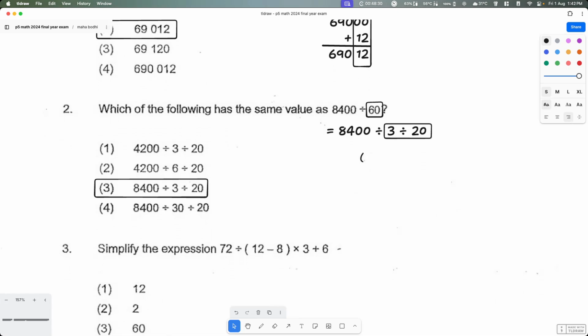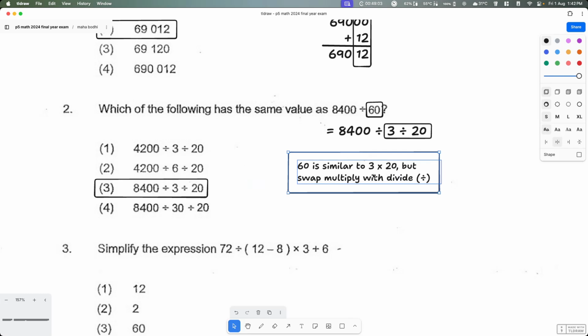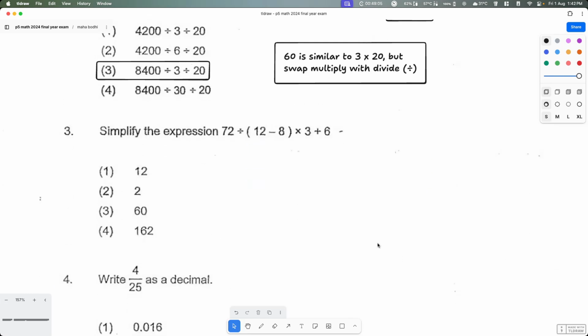I'll just put here, 60 is similar to 3 times 20, but swap multiply with divide, which is the divide sign over here. Something like this. I'm just gonna put this as a box so it's easier for everyone to see. Something like this. Okay, so that's it over here. Let's move on to question number 3.